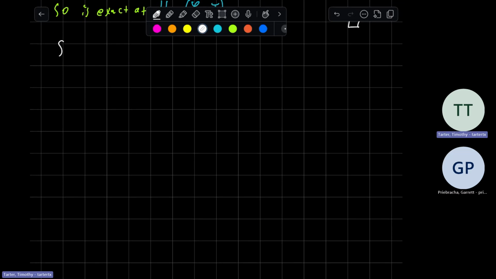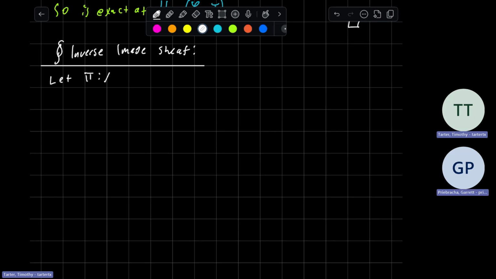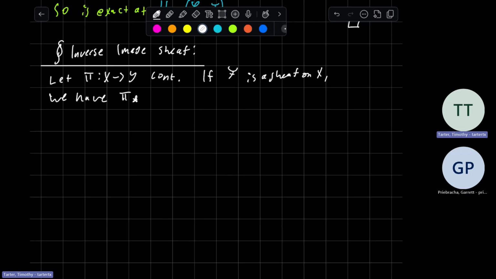So, section: inverse image sheaf. Let pi from X to Y be continuous. Script F is a sheaf on X. We have pi star F, the push forward sheaf: F of pi inverse of V, where V is open in Y.